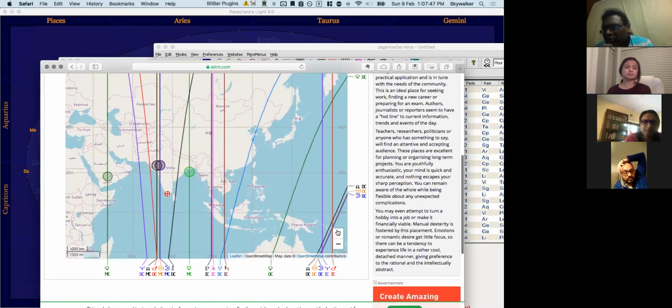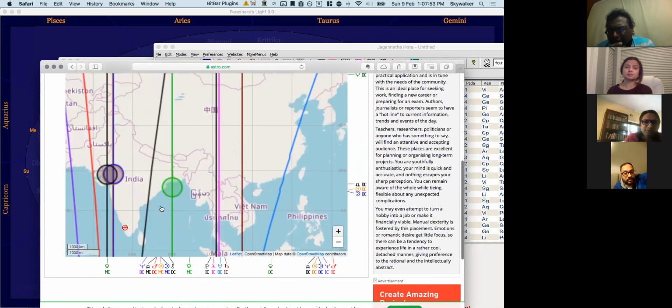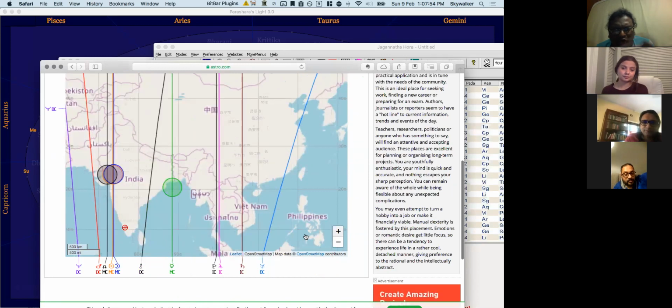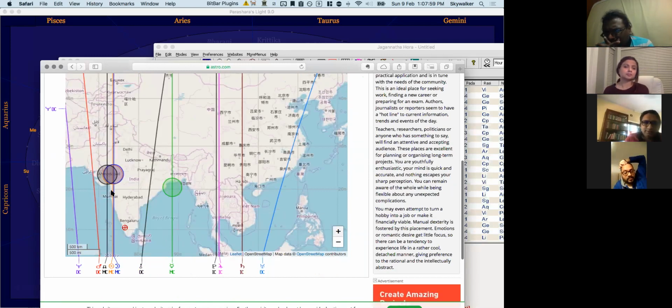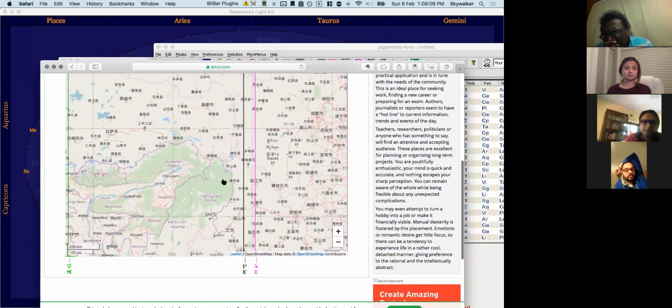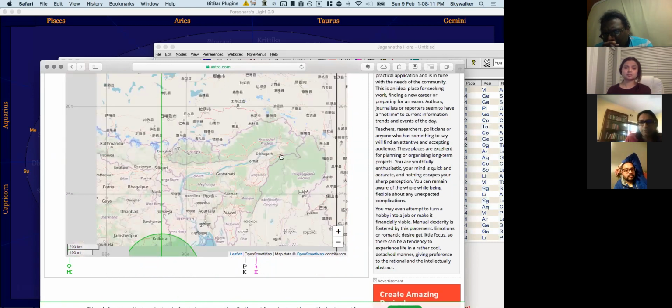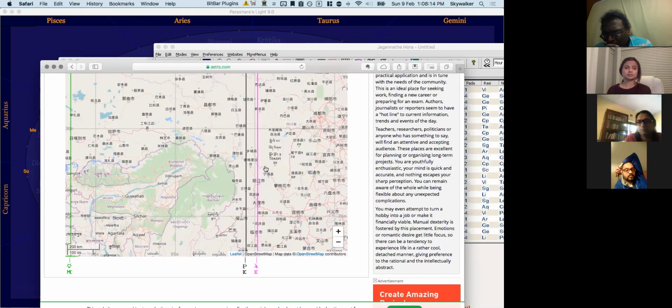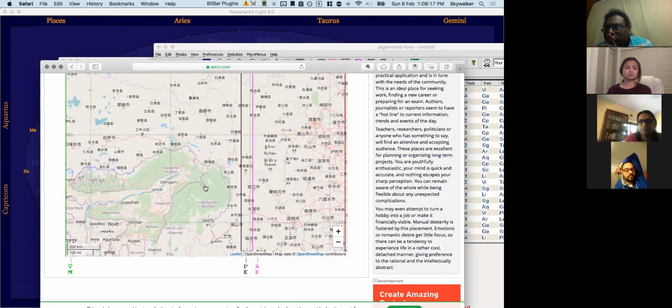Now I have one question. You always talk about the MC line and all, but what about the IC line? What will happen on the IC line? Yeah, astrocartography. They say the IC line is the place where that planet will feel very comfortable, like you are at your home, so that planet is actually feeling at home.